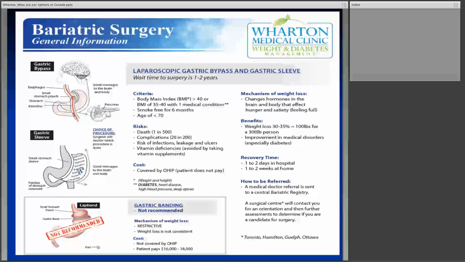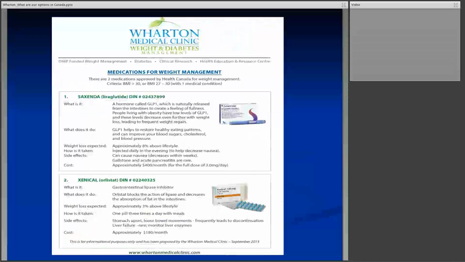So this is one of the handouts that I give to my patients, which explains how bariatric surgery works. It explains that we do not recommend the lap band. We recommend gastric bypass and the gastric sleeve. It also explains that the hormones come from the GI tract after you've rewired it and go up to the brain and go to the pancreas to help make the long-term changes.